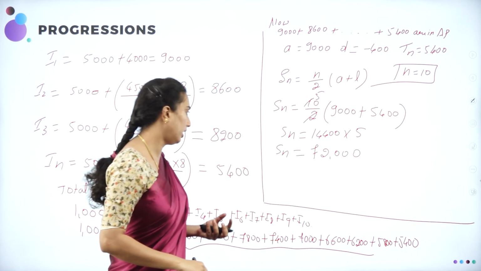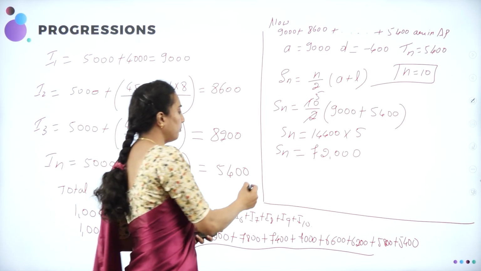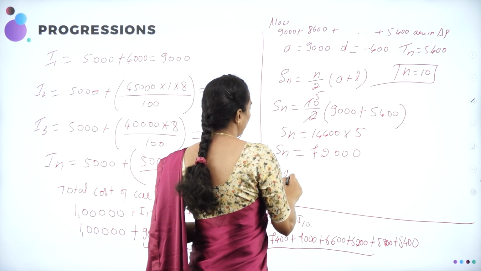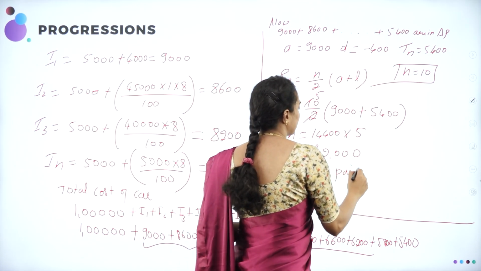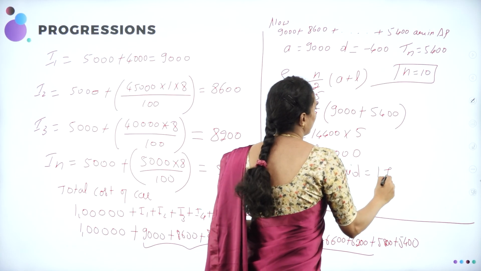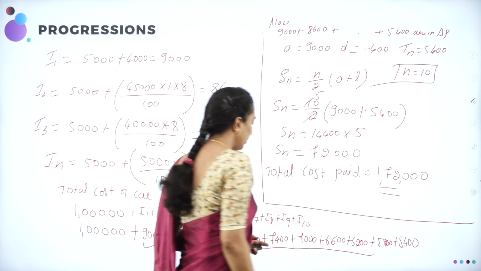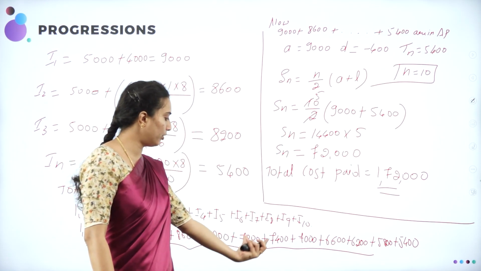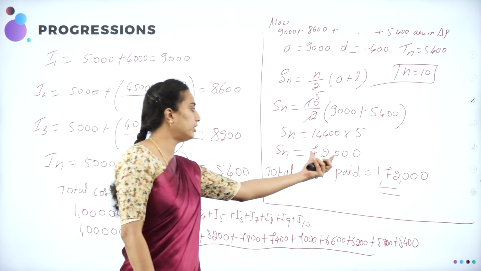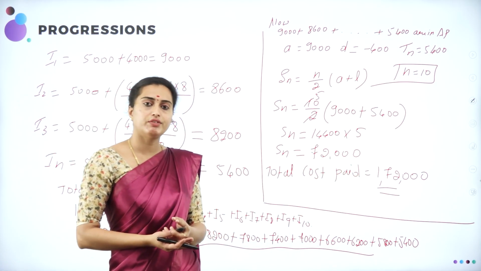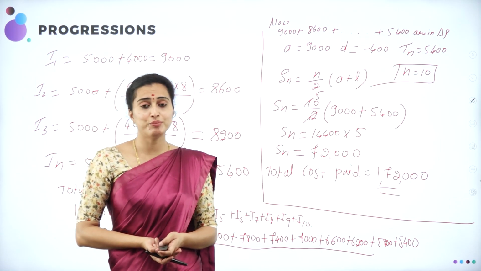Therefore, you can add this up: 72,000 plus 1 lakh, which is the total amount to be paid. Total cost paid is 1,72,000. Understood? We have added this summation we found already, because they are in AP. Now 1 lakh plus 72,000 gives you 1,72,000. That is the total cost of the car. I hope you got this one.